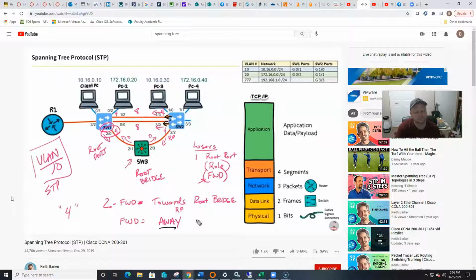Those also have a role, and that role is called a designated port. And it's always forwarding, by the way. So if you have a designated port, it means two things. It means it's forwarding away from the root switch, and it's also forwarding. Two things in the same sentence, actually.